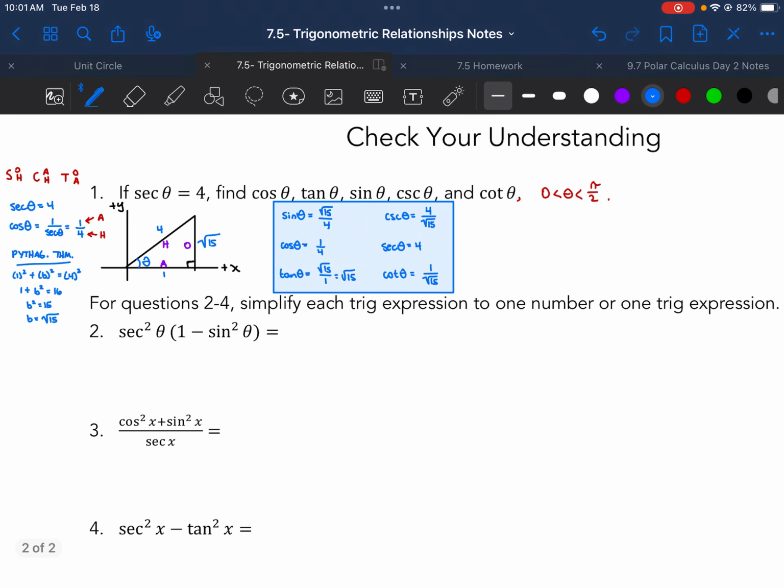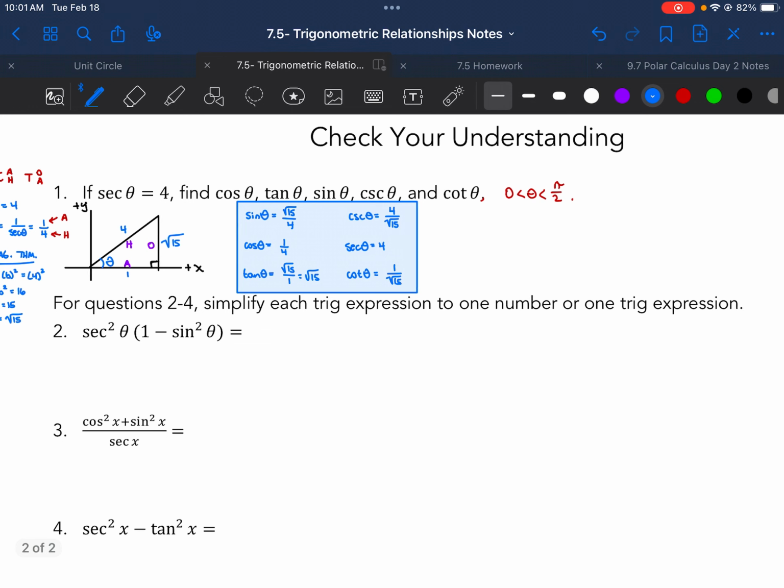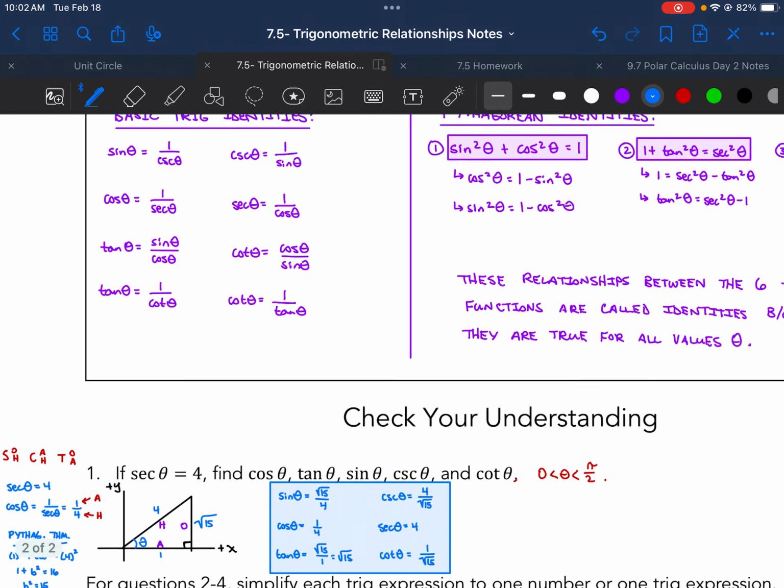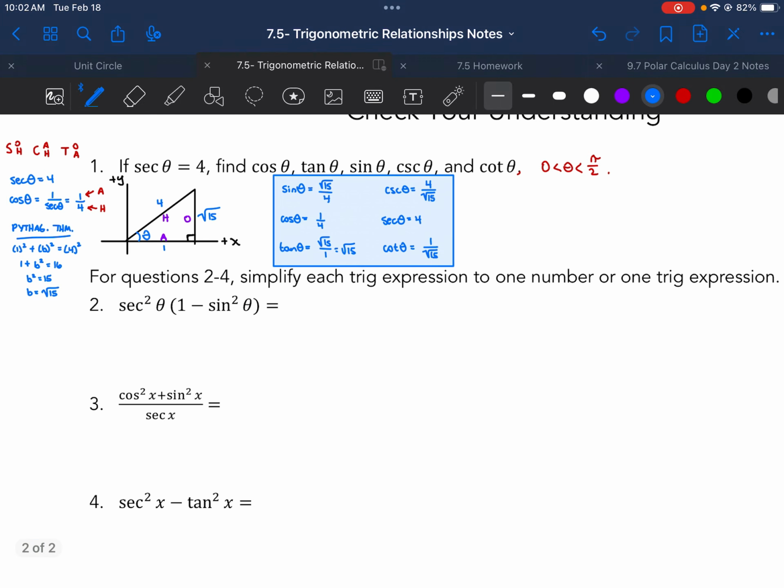All right. Numbers 2 through 4. Simplify each trig expression so that the answer is either a number or one trig expression. If you look at these trig expressions, like for example number 3 here, notice that we have 3 different trig expressions. We want our answer to be a single trig expression or a single number. The goal is to use all these different identities that we've established up here to simplify these things down. And one of the best beginner tips I can give you for simplifying trig expressions is to convert everything into sines and cosines to help make it a little bit easier.